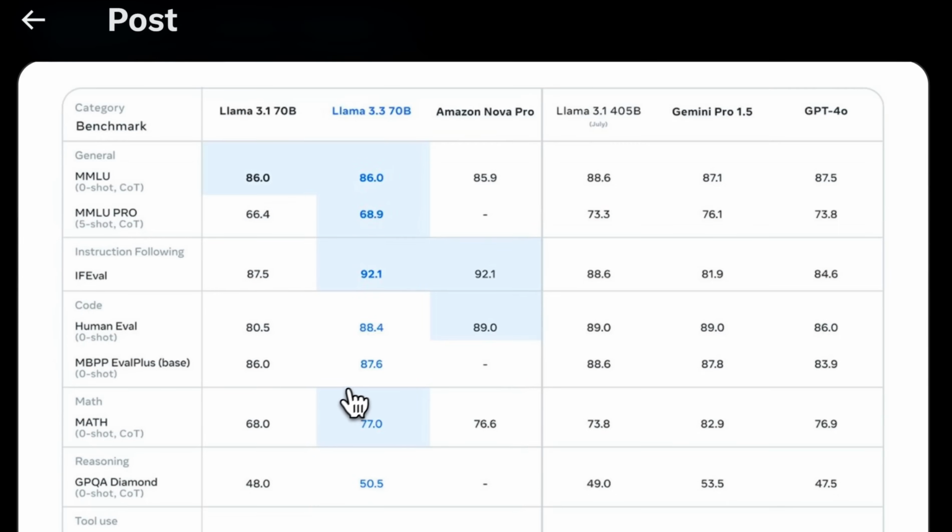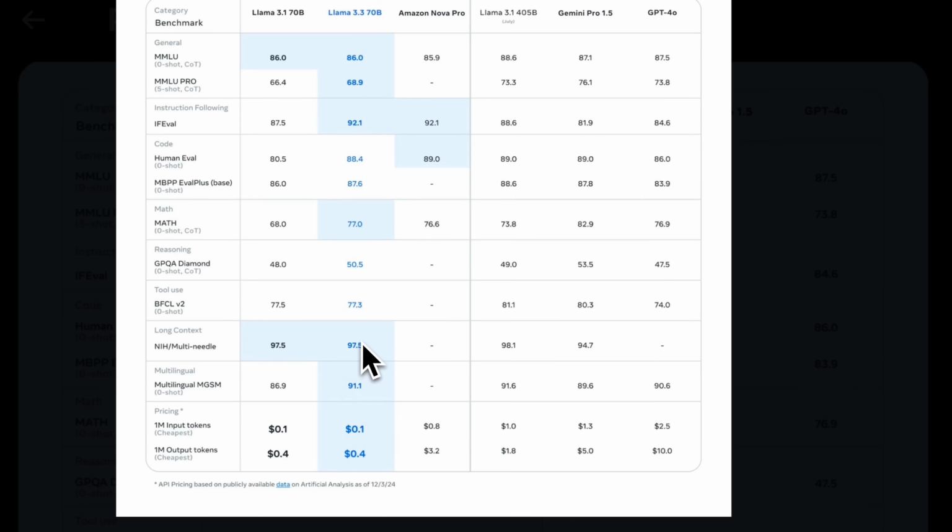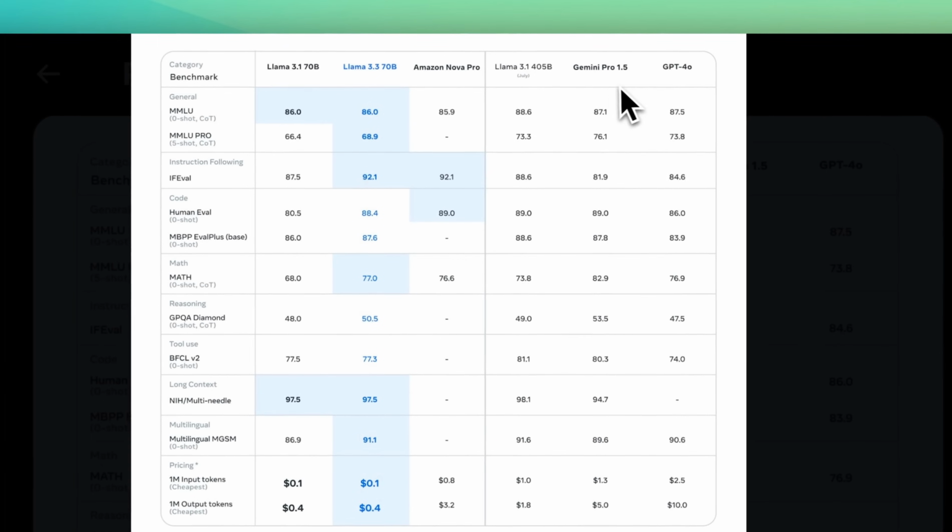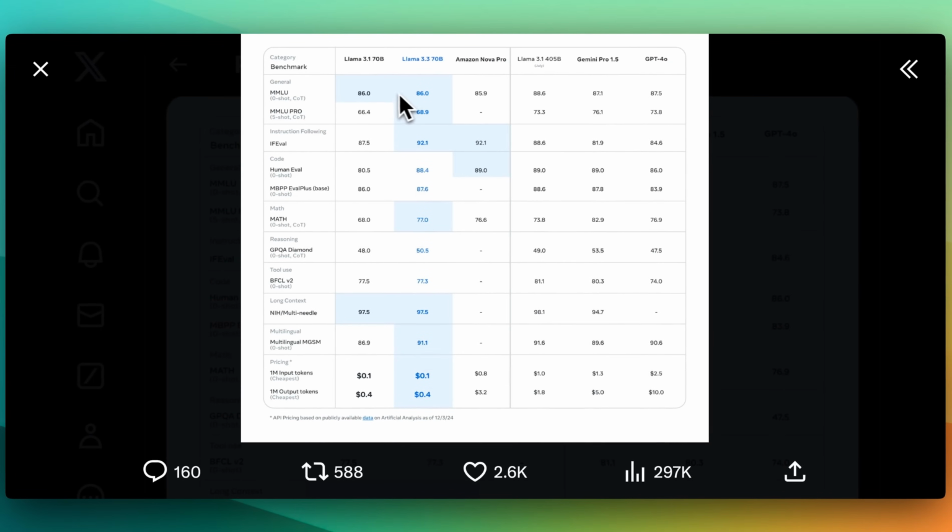If we take a look at this model and compare it to some of the other frontier models that are out there, whether it's GPT-4o, Gemini, or Llama 405B, if we look at the MMLU, this is comparable to what we had within Llama 3.1 and the 70 billion parameter model, but this is very close to those models that we see from Google as well as OpenAI.